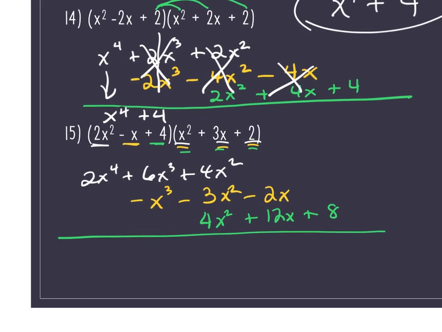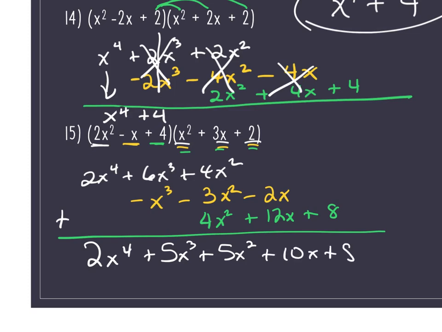Now, if you were to prefer to have written this yellow line up here and the green line up there instead of lining them up, that's also another way to do this. All right, so let's go ahead and add our like terms. Becomes 2x to the fourth plus 5x cubed plus 5x squared plus 10x plus 8. This time, nothing canceled out. I actually ended up getting everything back in, all the variables.